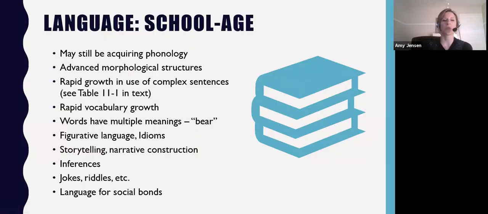But school age language, they may still be acquiring phonology. They'll start using advanced morphological structures, rapid growth in complex sentence structure, rapid vocabulary growth. So again, you can look at this list and break it down. What's form? What's content? What's use? They understand that words have multiple meanings. So this is a form issue, semantics.